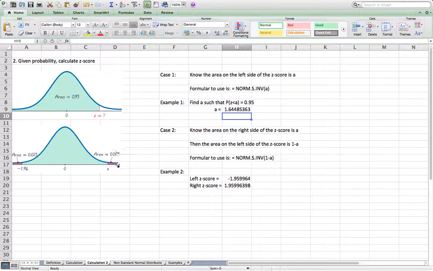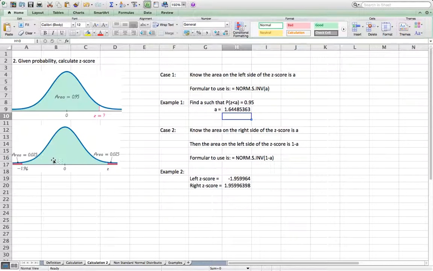Now, the second case: if you know the area on the right side of the z-score, for example, I know this area is 0.025, then I know the area on its left side is 1 minus 0.025, right? So if I know the area on the right side of the z-score is alpha, then the area on the left side of the z-score is 1 minus alpha. So the formula to use here is NORM.S.INV(1 minus alpha).